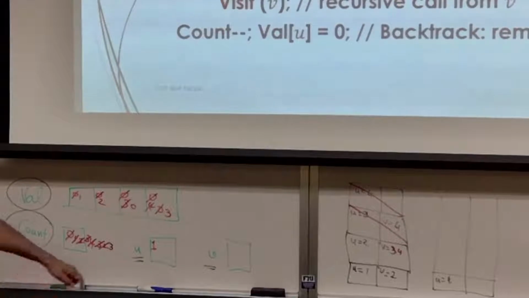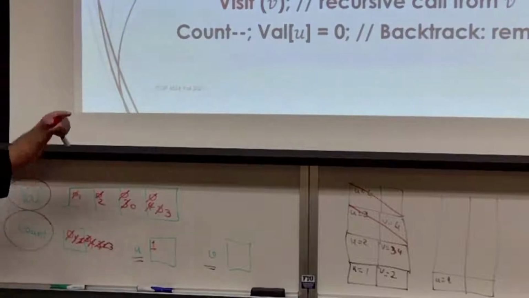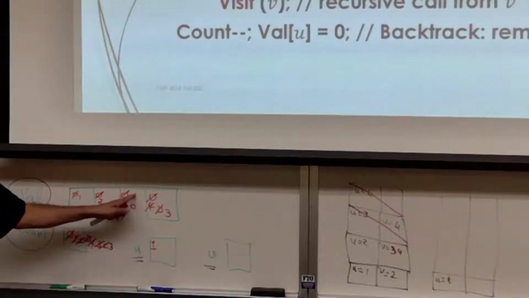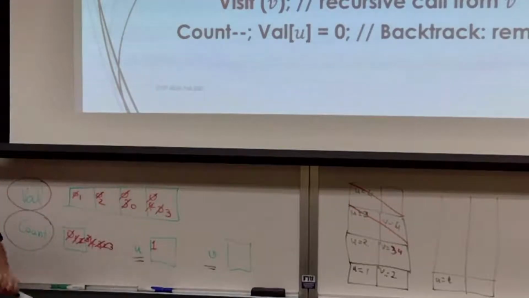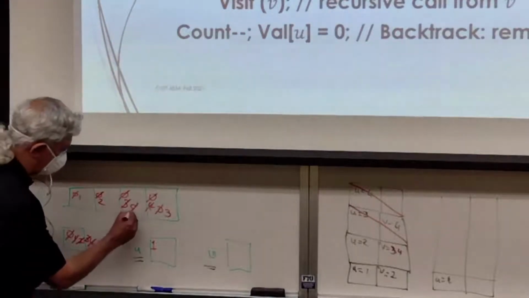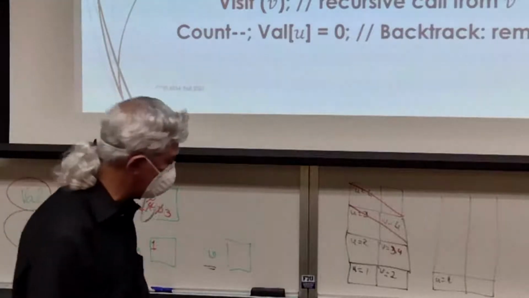Okay. And then it's going to go look for the next first 0 entry, which would be here. And it would go and make a recursive call with u equals 3. And I won't draw all that stuff, but what you should expect is that this will become 4. And at that point, count will become 4, and you'll print out the next permutation, which would be 1, 2, 4, 3.